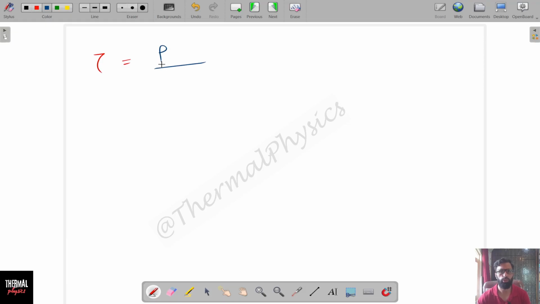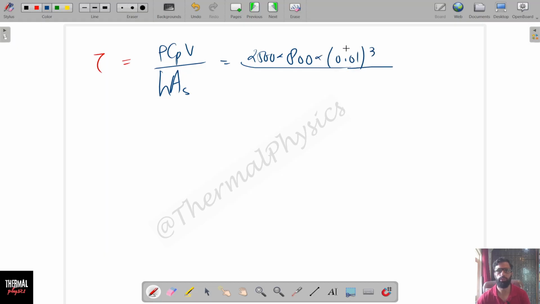So the time constant is rho Cp V by A h, A being the surface area, in which rho is 2500, Cp is 800, volume is a cube, 0.01 cubed, and h is 10, and surface area is the area of 6 faces, which is 6 times 0.01 squared. And when we solve this, it comes out to be approximately 333 seconds.